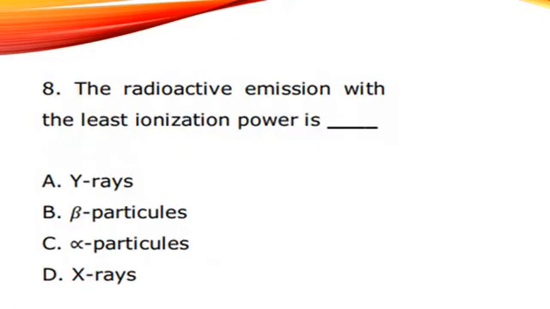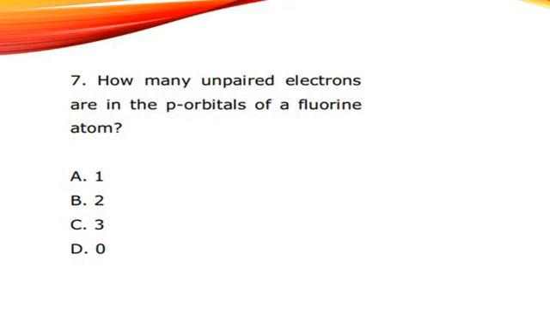Cobalt-60. Question 7 says, how many unpaired electrons are in the p orbitals of a fluorine atom? We have A, 1, B, 2, C, 3, and D, 0. To better answer this question, we need to see how the electrons are arranged in the orbitals of a fluorine atom. First, you can recall that fluorine has an atomic number of 9, meaning it has 9 protons, and its neutral atom also has 9 electrons.